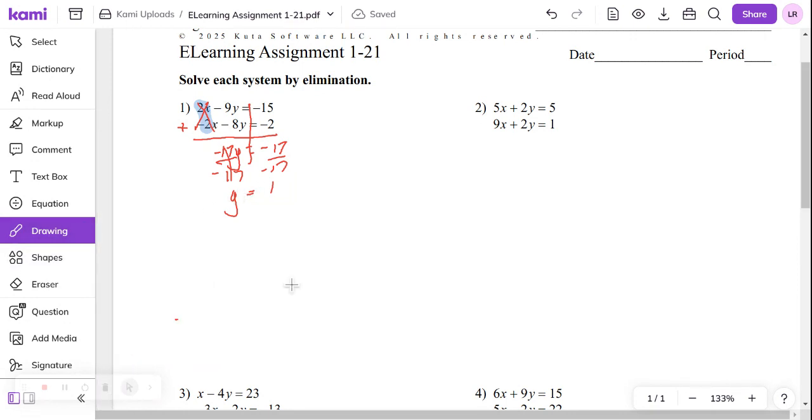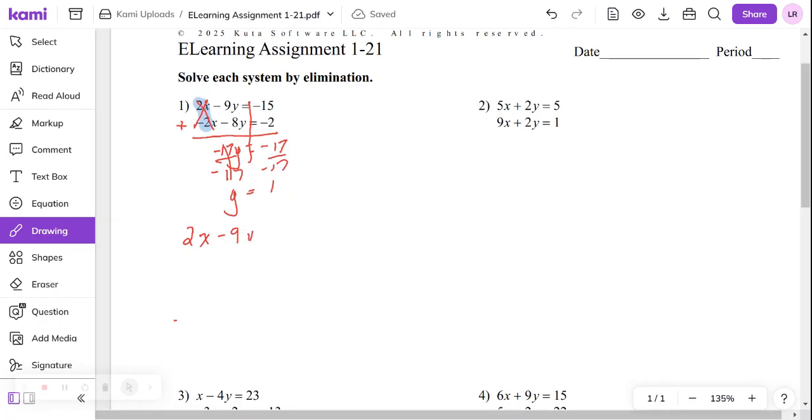Well, anyways, I'm going to choose the top one. 2x minus 9y equals negative 15. I know the answer for y is 1, so I'm putting that number in place of the y. So I'd have 2x minus 9 times 1 equals negative 15. And that's the equation that I need to solve. So 2x, negative 9 times 1 is negative 9.